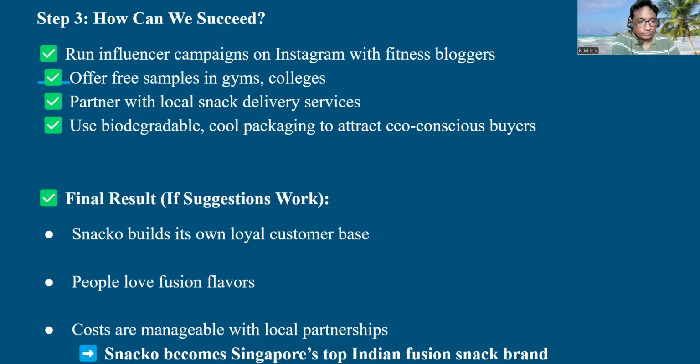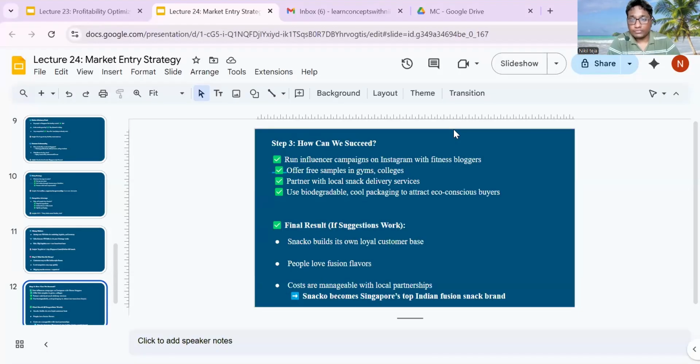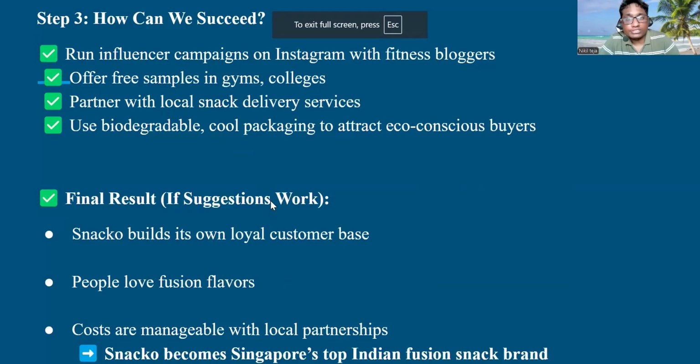Next, how can we succeed, right? The third step is how can we succeed. Run an influencer campaign on Instagram with fitness bloggers. That is one of the strategies. Basically, you will be running ads with influencers. On Instagram you will see influencers saying buy this product, buy Fair and Lovely, buy sunscreens. They do ads for different products, right? They get some money.